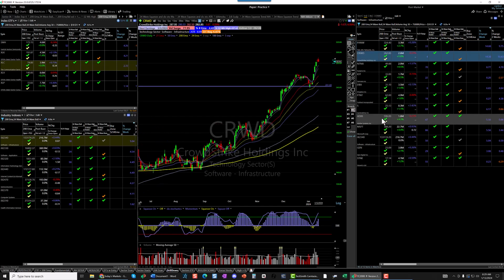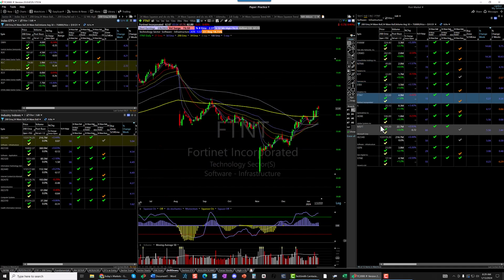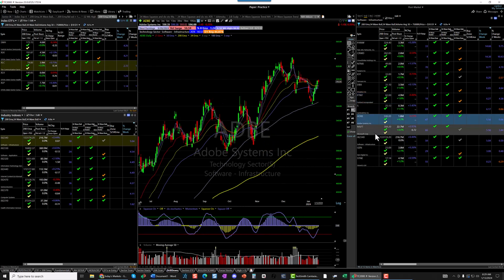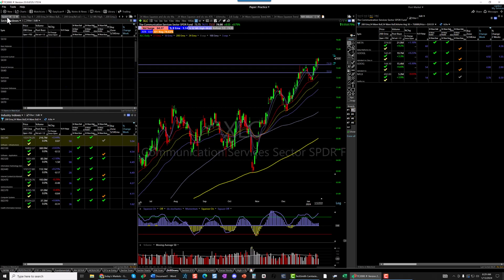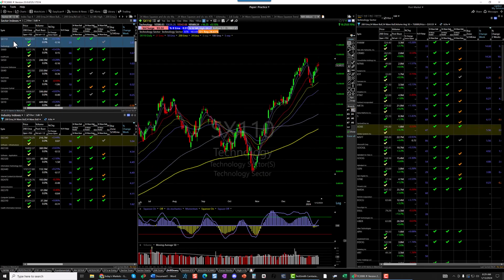PANW, CRWD, NTNX, DBX, FTNT, big open gap on FTNT right here, Adobe. So for the ones that come to the top immediately for me, I stick with XLC. So that's basically how I do my sort. I go from my index to my sector, and then I'm looking for whatever stands out to me.